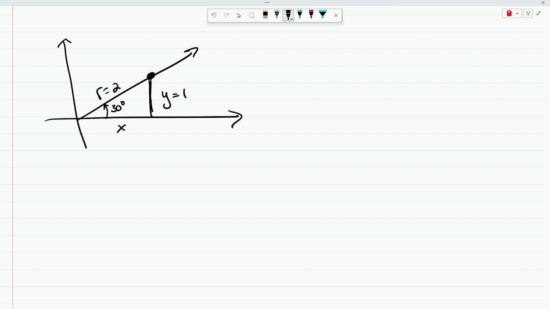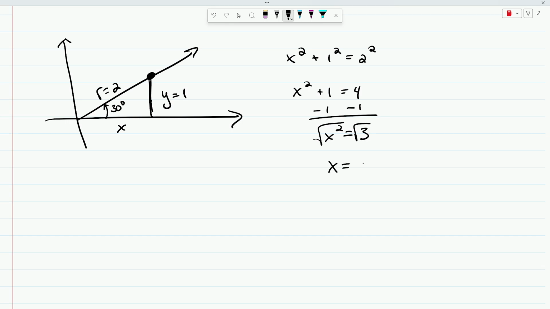So we can go ahead and find what x is by using our Pythagorean theorem. So x squared plus 1 squared equals 2 squared. Well, that's going to be x squared plus 1 equals 4. Subtract 1 from both sides, you get x squared equals 3. Therefore, when we take the square root of both sides, we get x equals the square root of 3.